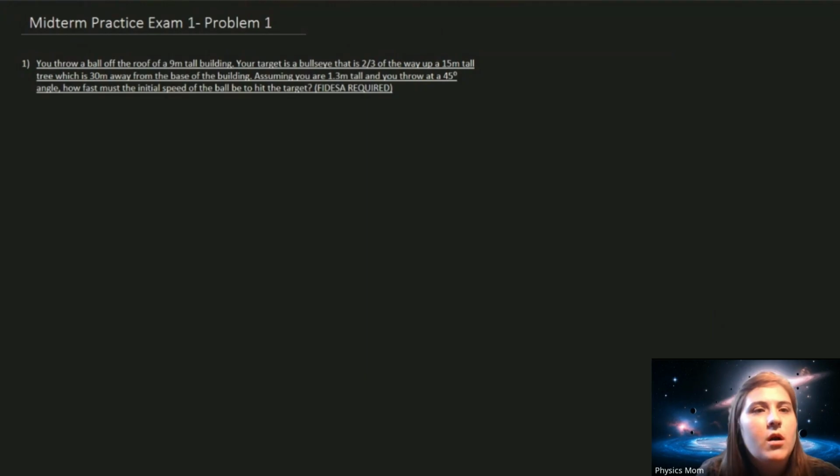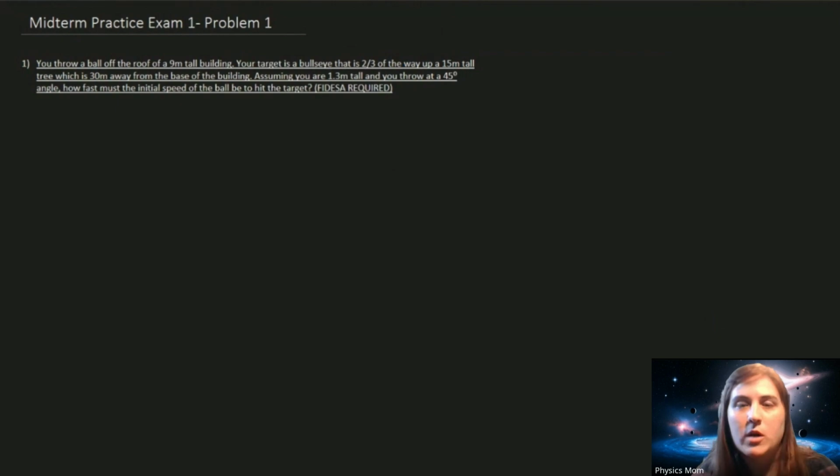You throw a ball off a roof of a 9-meter tall building. Your target is a bullseye that is 2/3 of the way up a 15-meter tall tree, which is 30 meters away from the base of the building. Assuming you are 1.3 meters tall and you throw at a 45-degree angle, how fast must the initial speed of the ball be to hit the target?